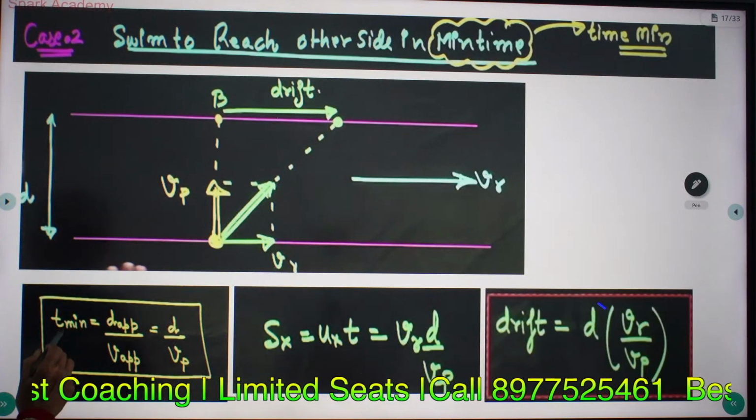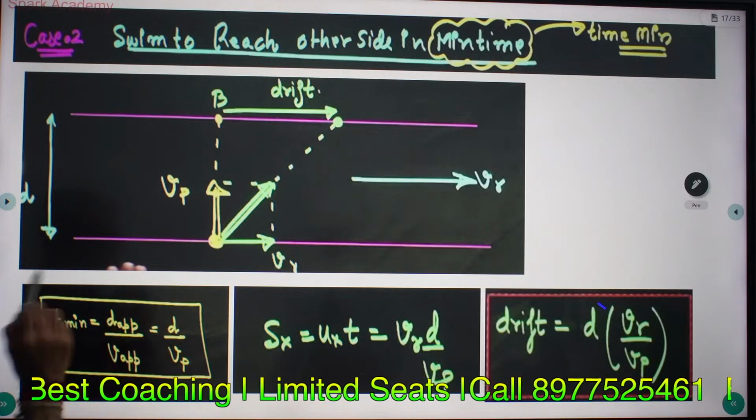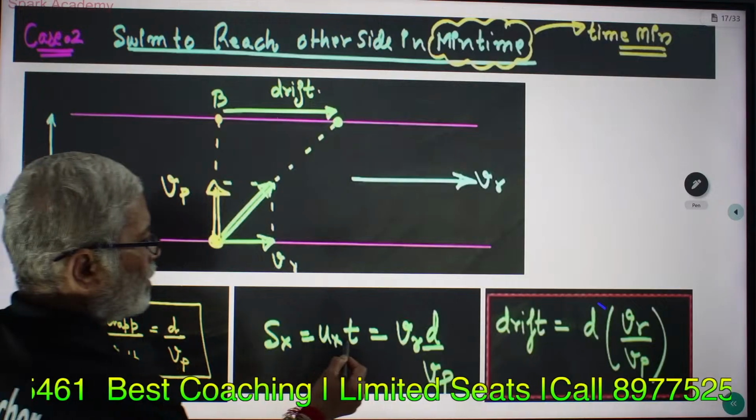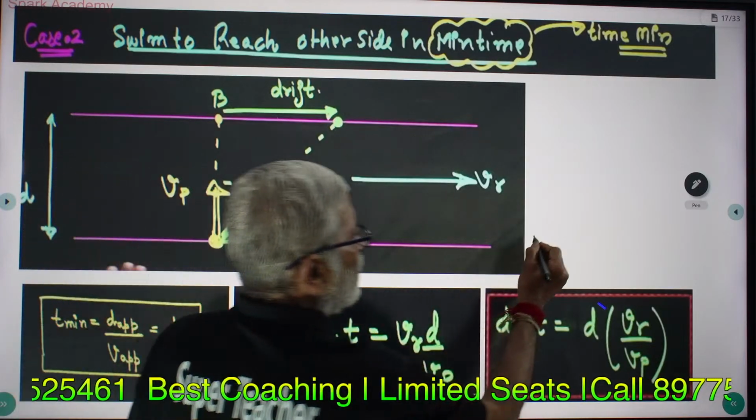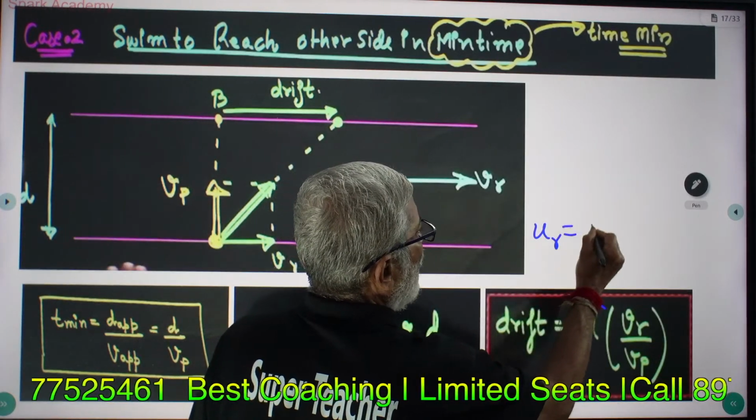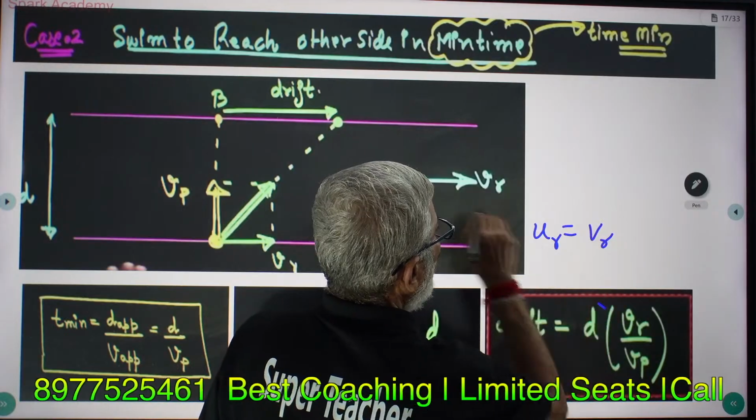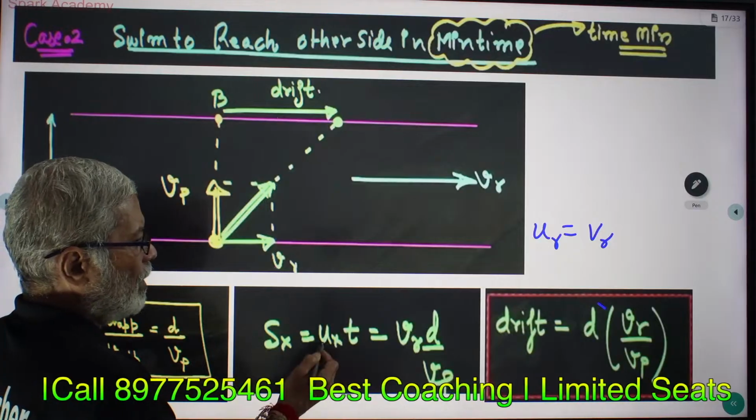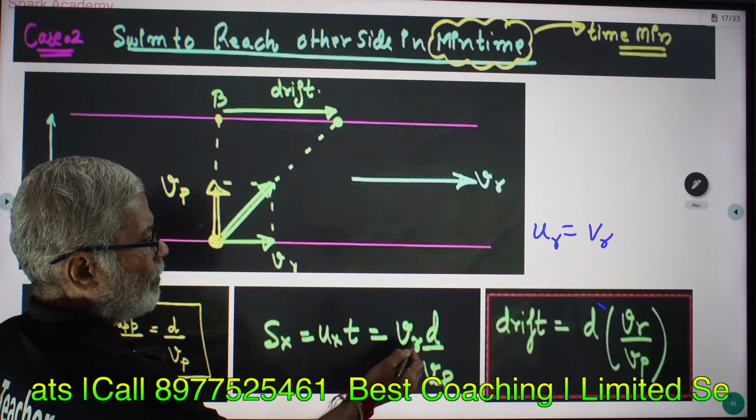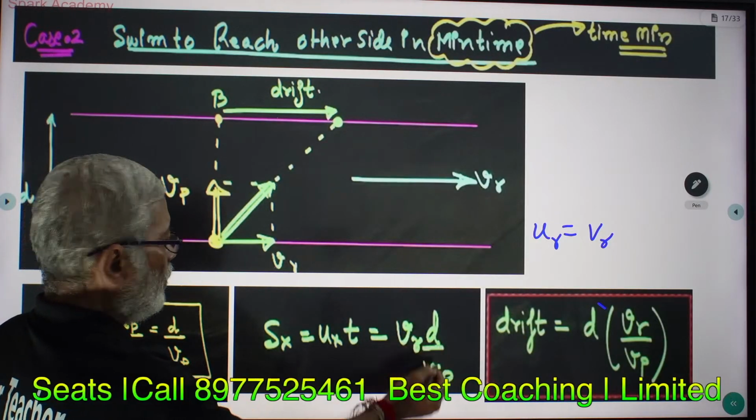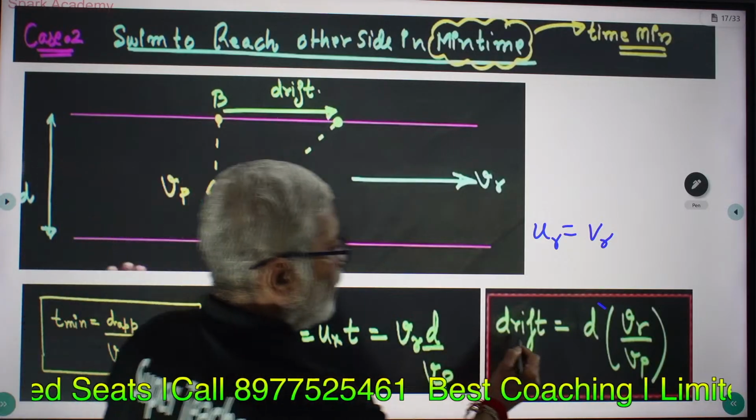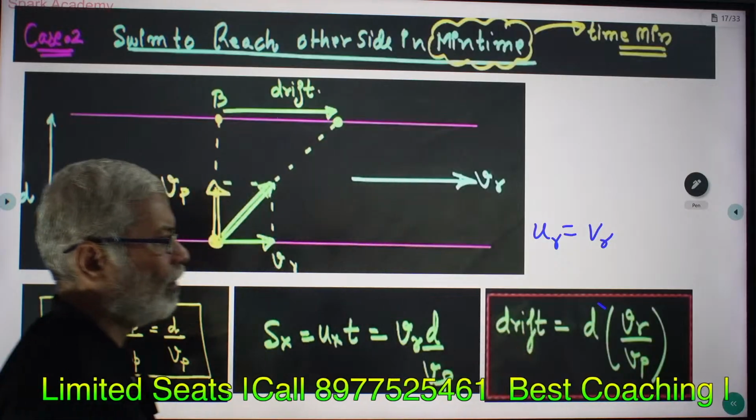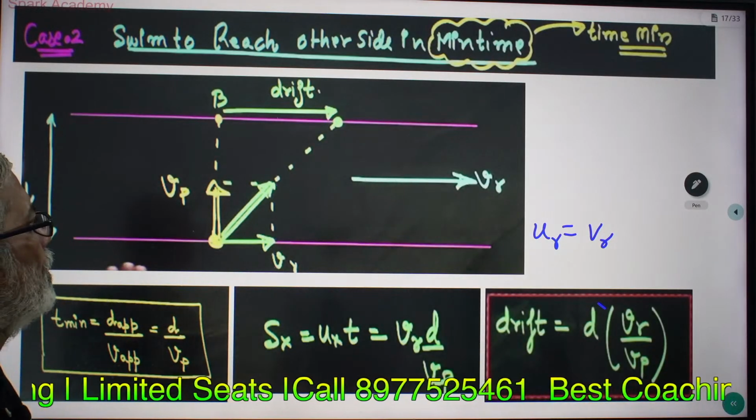So already you know that minimum time is D by Vp. So horizontal direction is Ux into T. What is Ux? Ux is equal to Vr, the velocity of the river. So Sx is equal to Ux into T, in place of Ux you put Vr. Vr into D by Vp. That is equal to, drift is equal to D into Vr by Vp. This is the drift formula. If they are asking the drift, this is the formula.